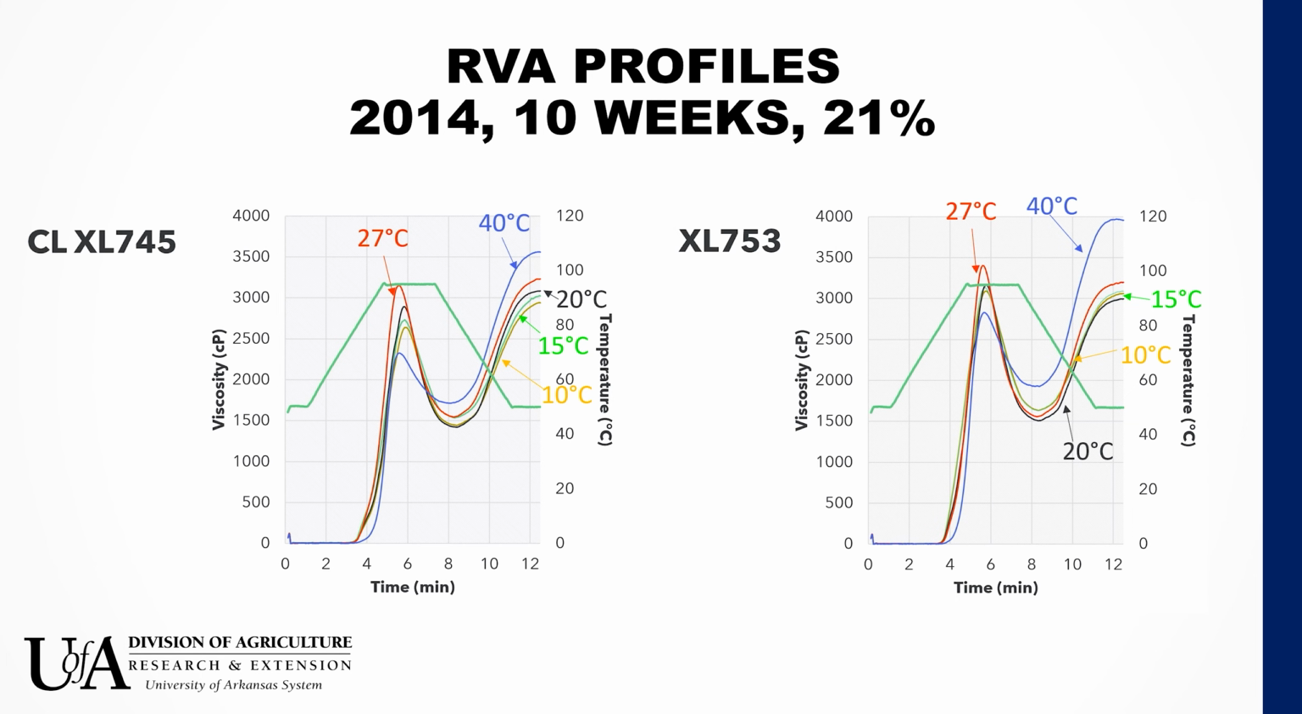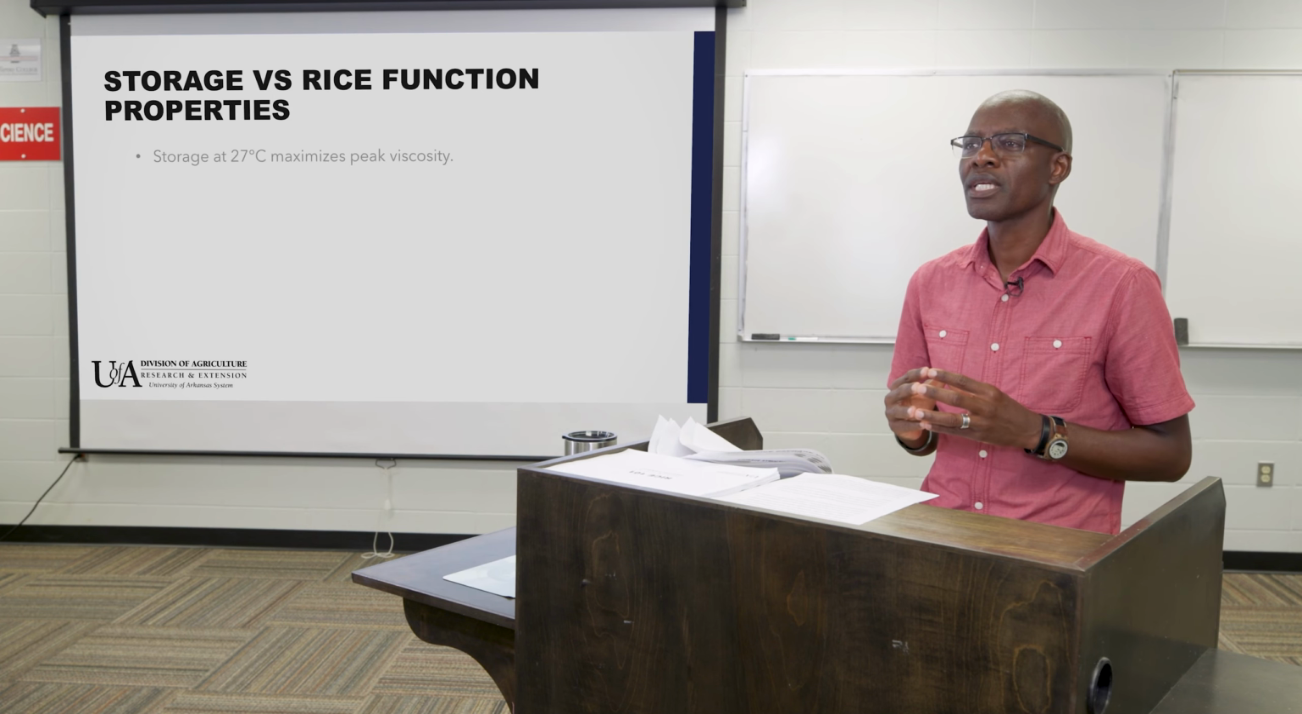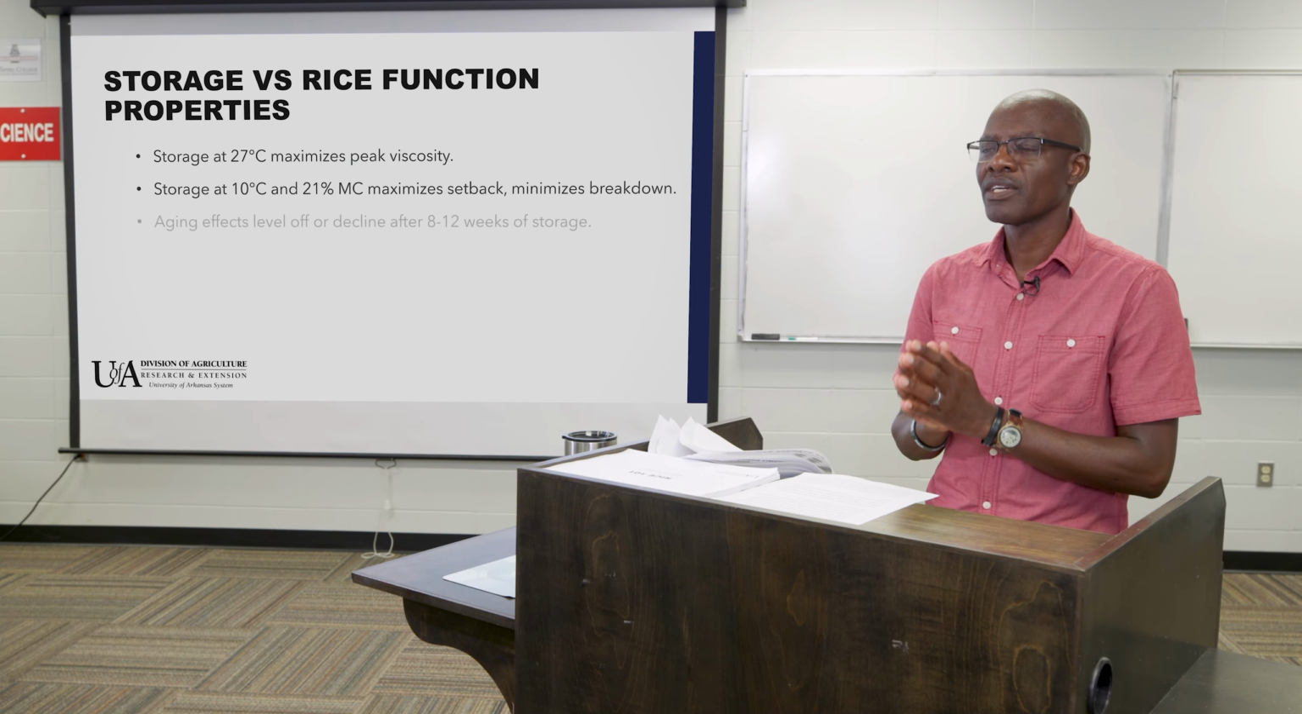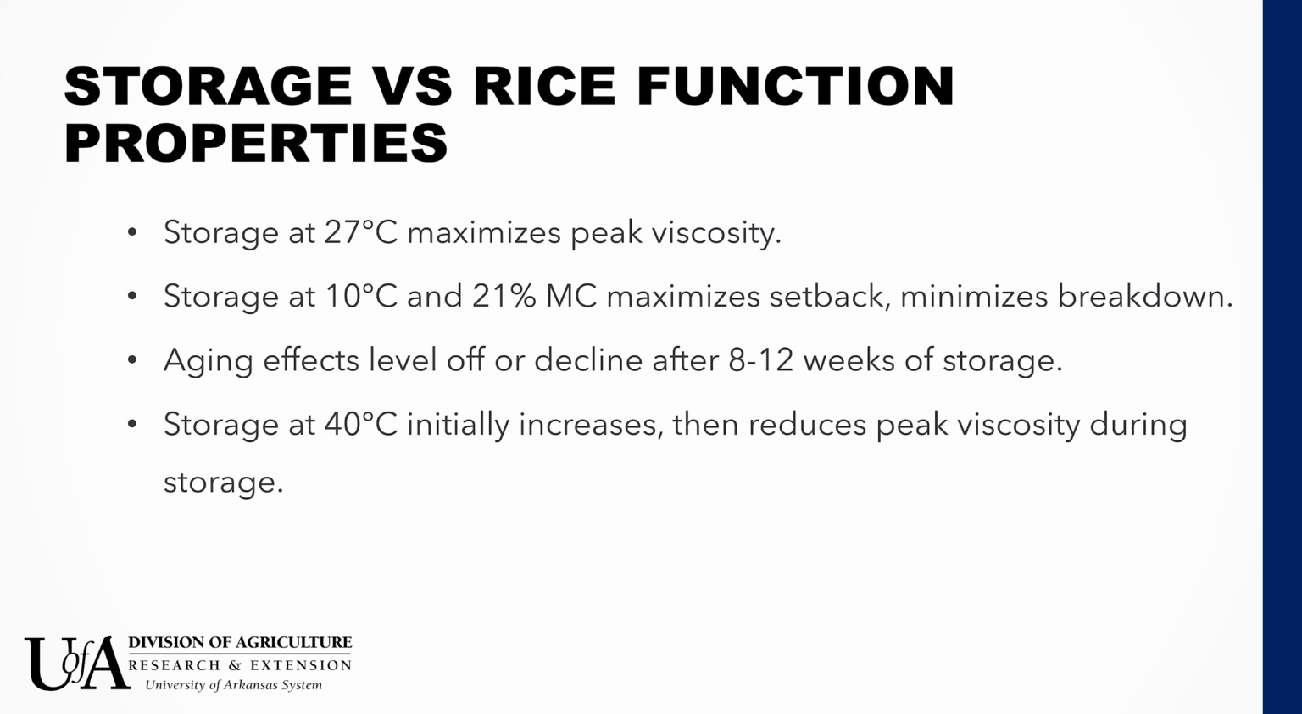So in short, I would like to say that, when it comes to rice functional properties, storage at 27 degrees Celsius maximizes the peak viscosity. Storage at 10 degrees Celsius and 21% moisture content maximizes setback and minimizes breakdown viscosities.